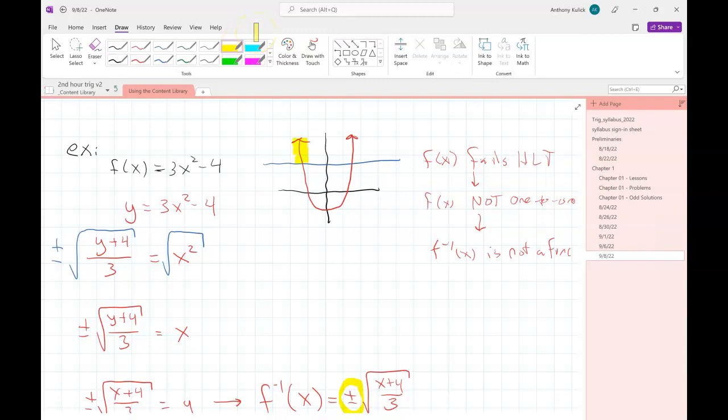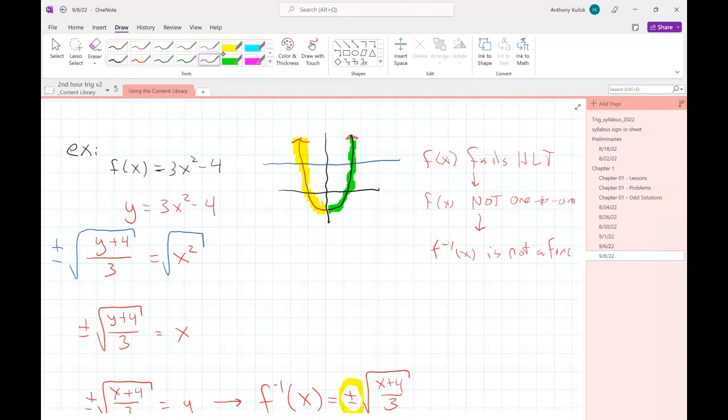So I'm either going to have to take just this side of my parabola or just this side of my parabola. Does it matter which side I take? No. Which one do you think would be the better side to take, though, yellow or green? Green. Why? Those are all positive x values. Yeah, that's dead on.